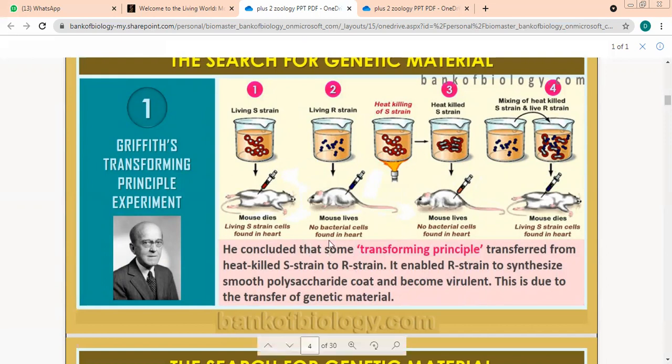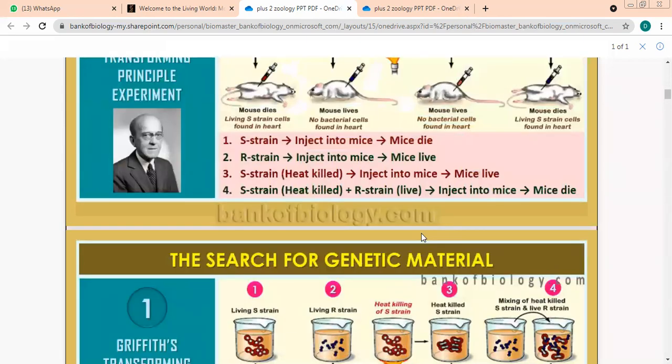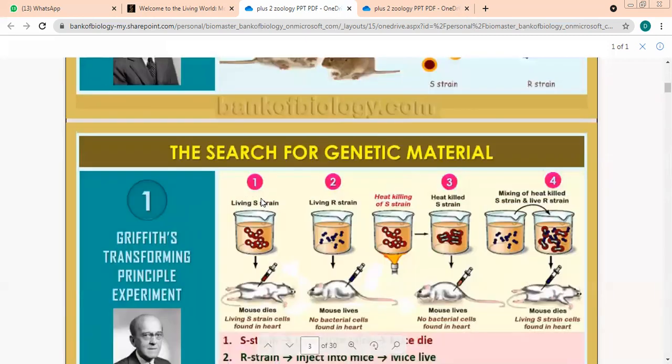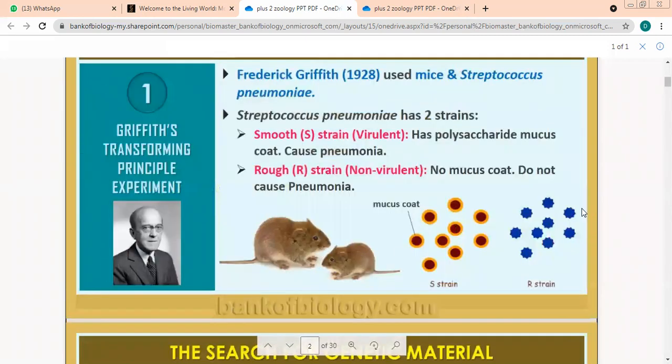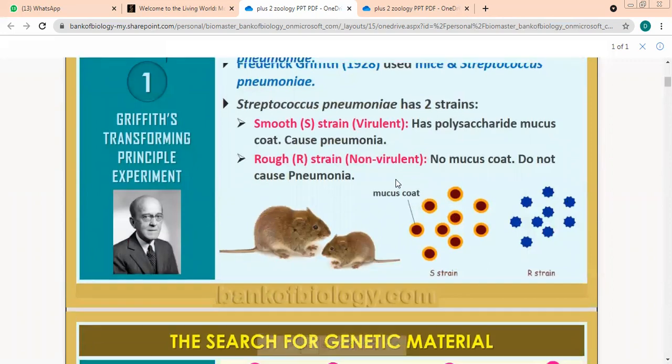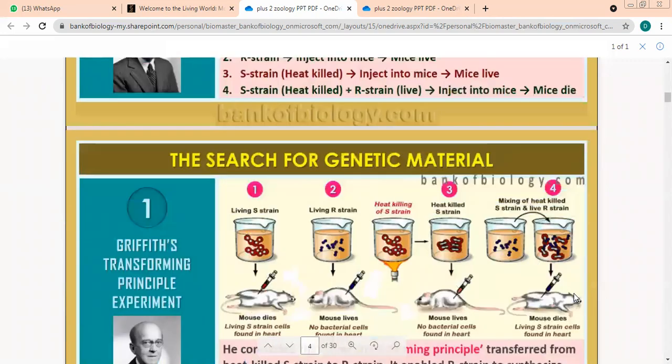And the thing which was transformed is the genetic material. What was transformed? It was the genetic material. So what did he say? Something was transformed from which strain? Heat killed S strain. And that thing which was transferred to the R strain, because of that, this R strain also developed a coating of mucus and it became virulent. So it caused pneumonia in the mice and the mice died.